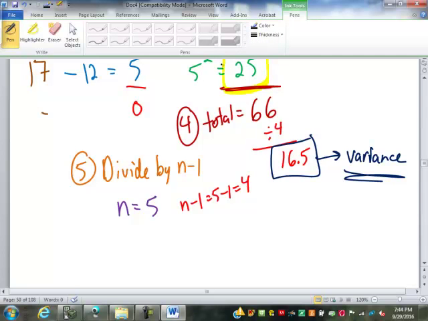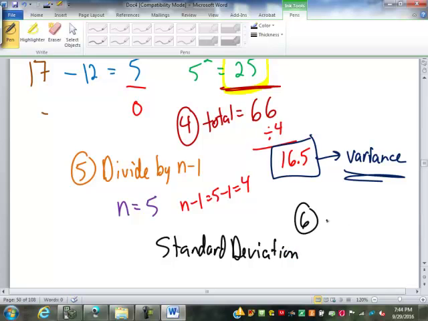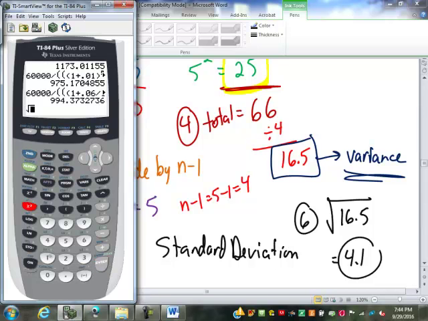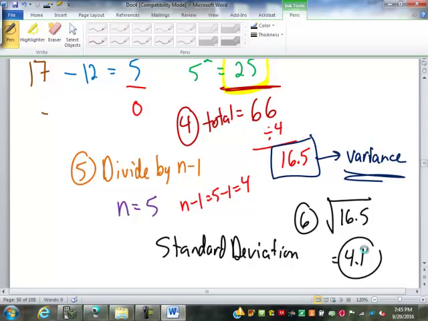You're absolutely correct. There's even more work to go to find the standard deviation. The standard deviation requires step 6. The 6th step is the square root. Square root of 16.5, 4.1. I'm going to round it to 4.1. I probably should have done 4.06.